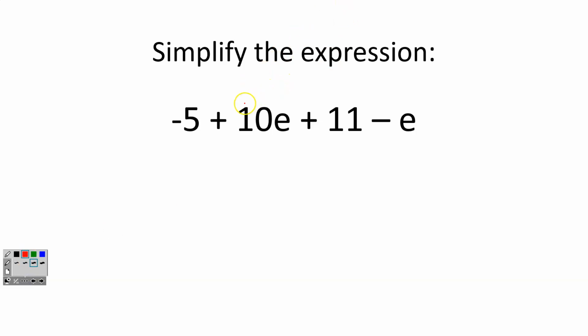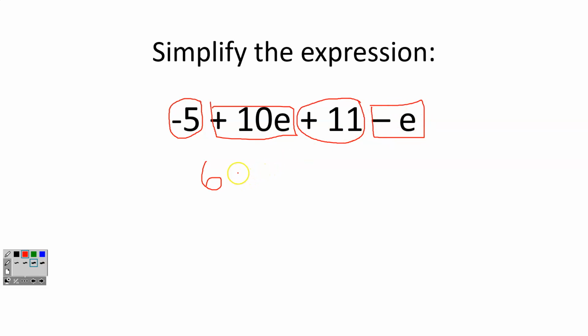simplify the expressions. With this problem here, we're going to be looking for things to combine that are similar. When I look at it, I see a -5 here. This one does not have a variable, so I'm looking for any other terms that don't have a variable, and that one doesn't. So -5 plus 11 would give me 6. Then I've got a 10e and a -e, which is going to give me an answer of 9e.